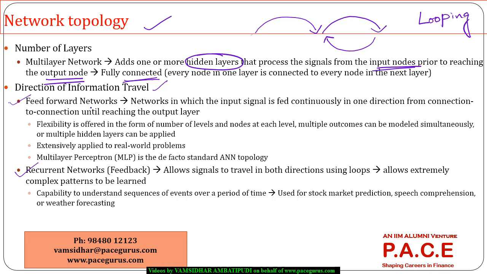When we talk about feed forward networks, the input signal is fed continuously in one direction. It goes from one layer to the other layer. This is the input layer, this is the hidden layer, this is the output layer. It goes in only one direction. There is no backward movement of the input signal. Till the output layer, it is only in the forward direction.